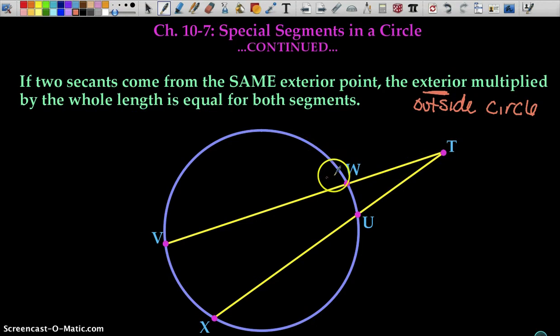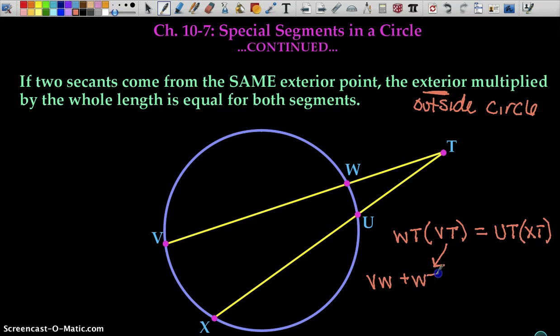So if we wanted to know how long each of these segments were, either the whole thing or just the portions, you will take WT, which is the exterior, and multiply it by the whole thing, which is VT. And that would be equal to the exterior, UT, times the whole thing, XT. Now one thing to be careful with is that when you are looking at VT, the way that you get that measurement is by adding the two segments together. A lot of times you'll want to multiply them, so be really careful with that. Same with XT, that is really XU plus UT.